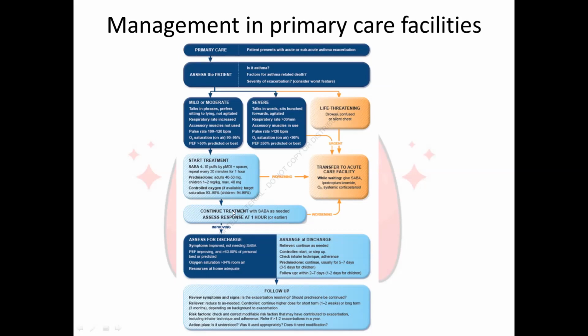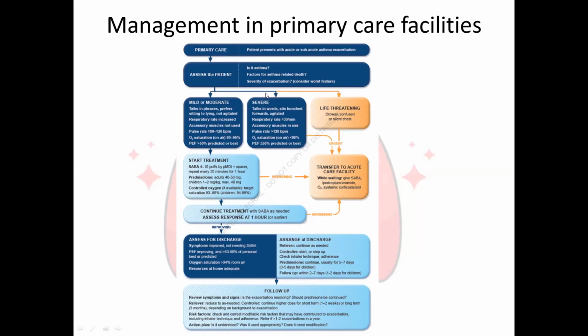Then assess the patient at 1 hour or earlier if clinically indicated. And if the patient is improving, that is, the patient has symptomatic relief, respiratory rate is coming down, and oxygen saturation is improving, that's more than 94% in room air, you can send the patient home. And at discharge, arrange an as needed reliever. Also, if the patient is not on controller treatment, start a controller drug. If he is already on treatment, step up the controller for short term. You can give short course steroids orally. Usually, prednisolone 40 milligrams for 5 to 7 days is recommended in adults. Then arrange the follow-up visit within 2 to 7 days.